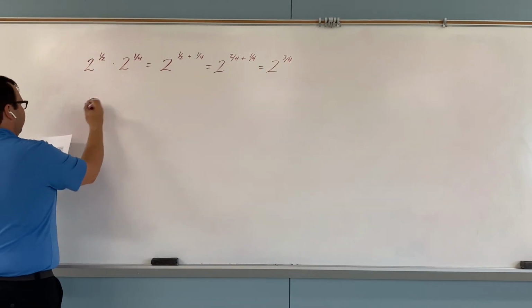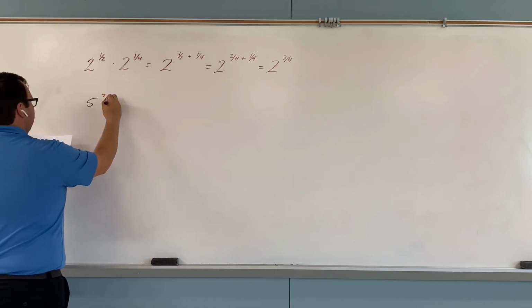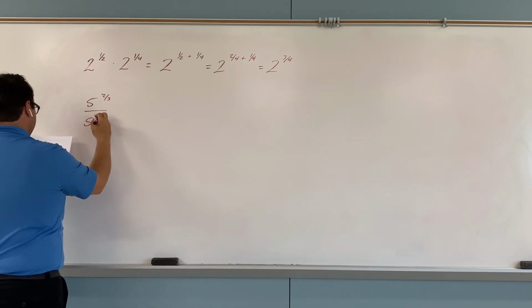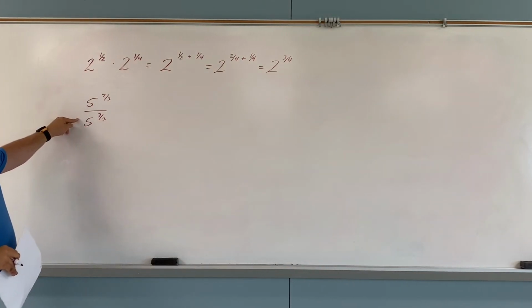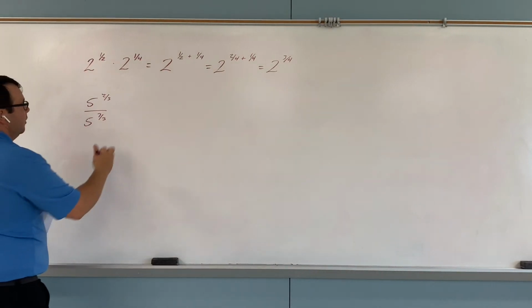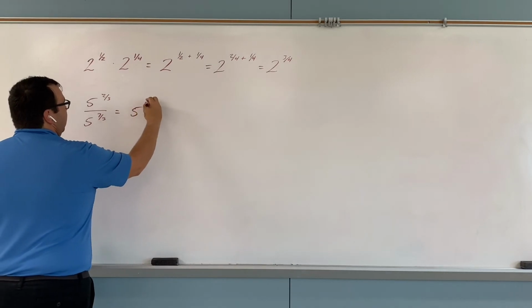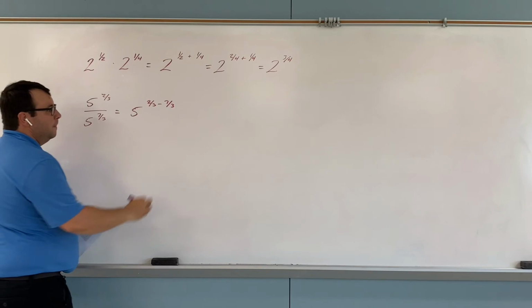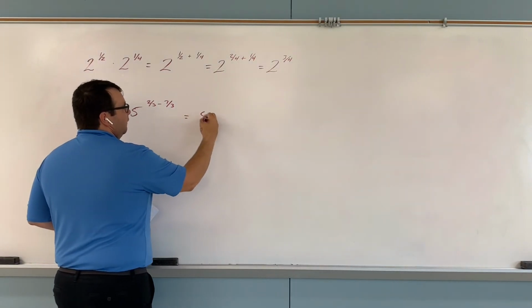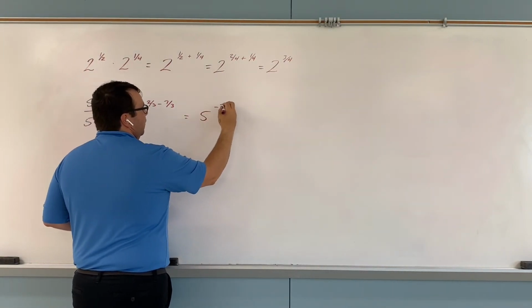Let's try another one. Let's say I have 5 to the 2/3 over 5 to the 7/3. I have the same base, so I can apply the quotient rule here. That's going to be 5 to the 2/3 minus 7/3, which means this is 5 to the negative 5/3.